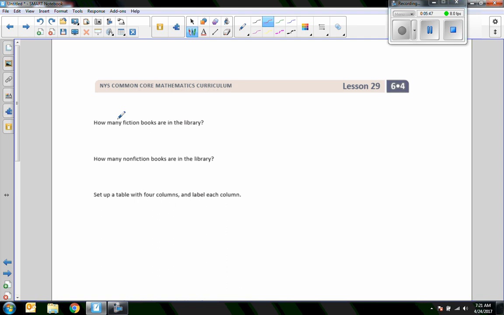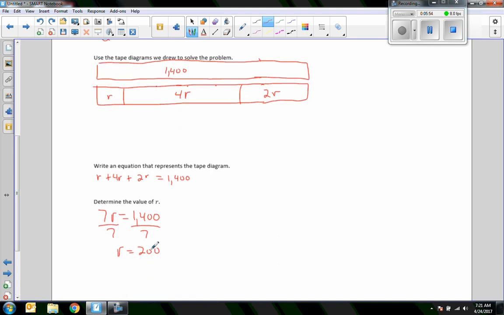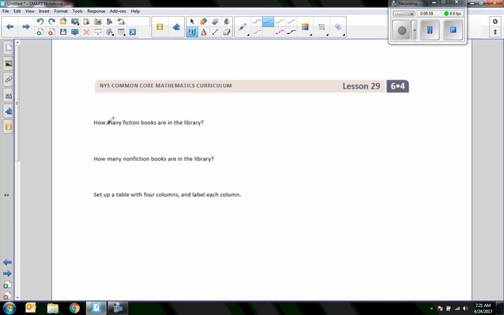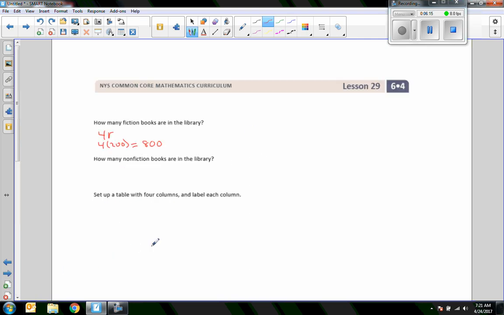Now we can answer the rest of the questions. How many fiction books are in the library? Well, fiction was 4R, 4 times the number of R, so 4 times 200. Fiction was 4R, so 4 times my R equals 800 fiction books. How many nonfiction? So if I go back and look at my diagram, nonfiction was 2R. So 2R is the nonfiction, which equals 2 times 200, which equals 400.